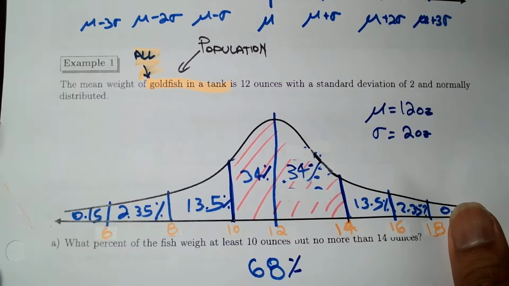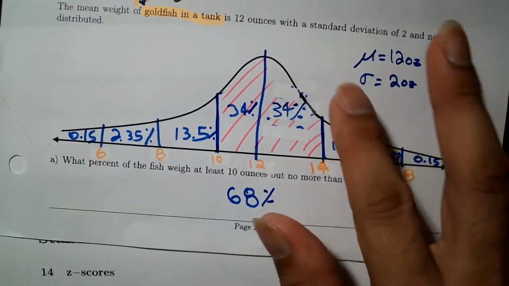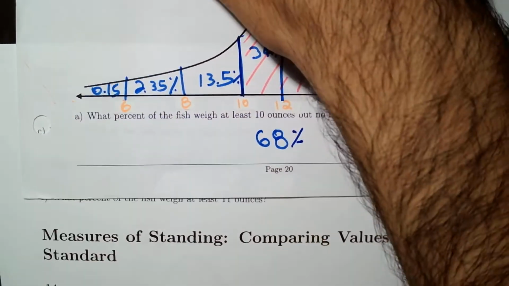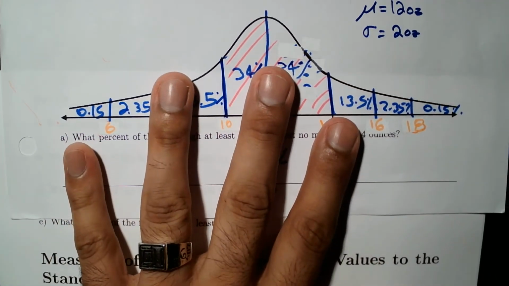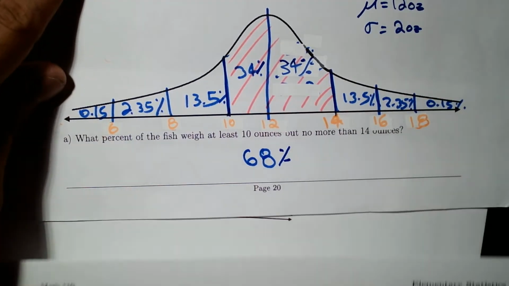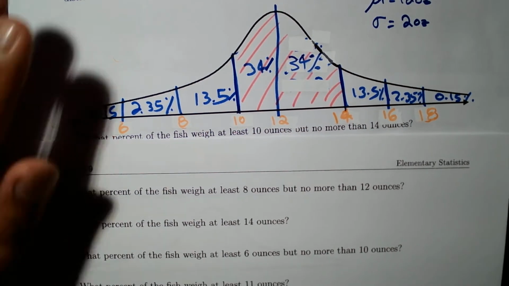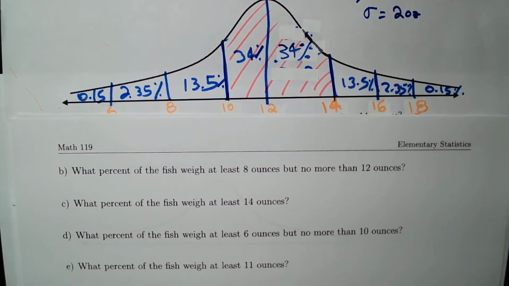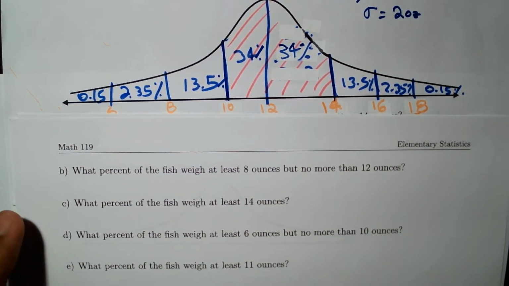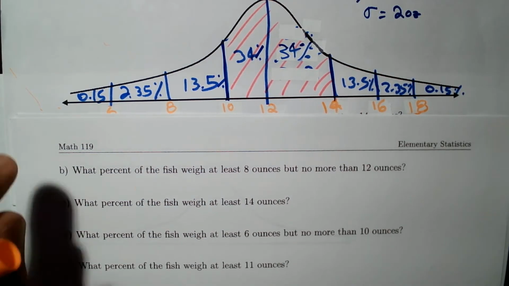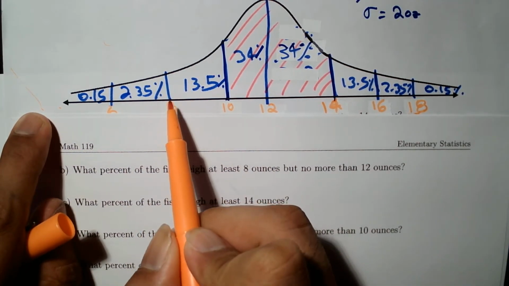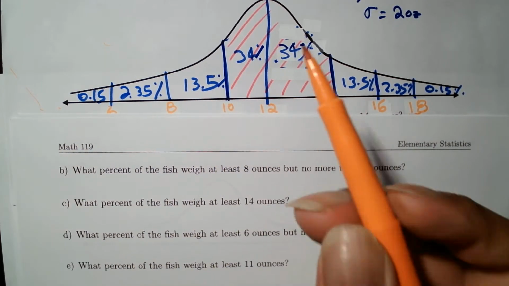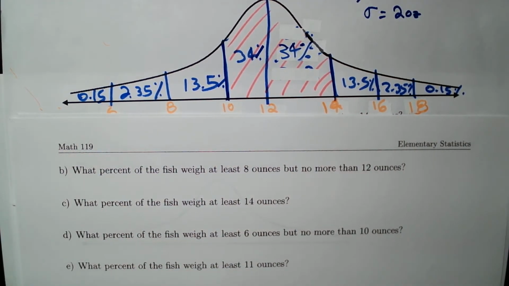I'm going to keep this bell diagram, this Gaussian graph, here, answering the question. Now they're asking, what percent of the fish weigh at least 8 ounces but no more than 12 ounces? At least 8, which is this part right here from 8, and I'm going to consider the 13.5 in the first place.